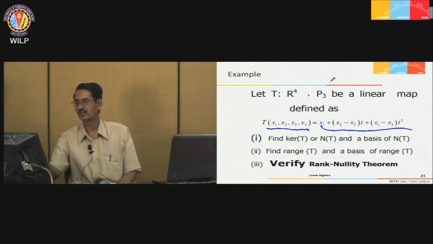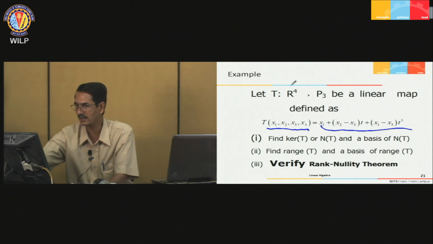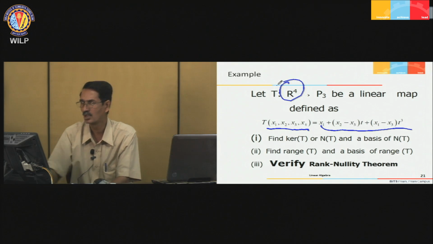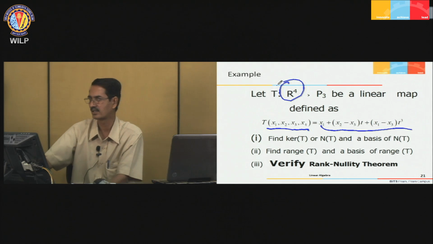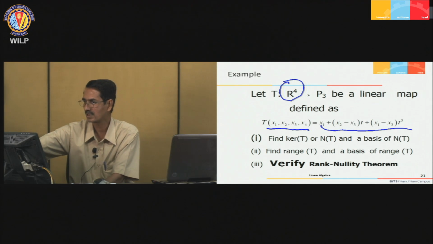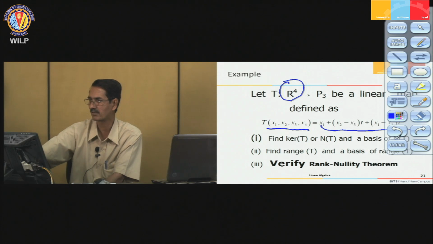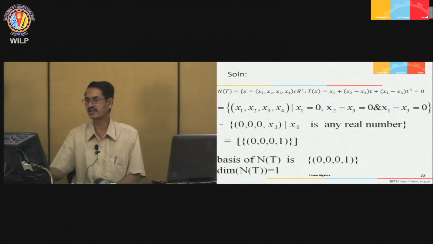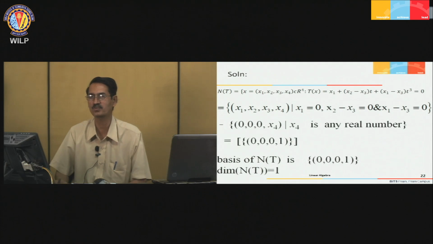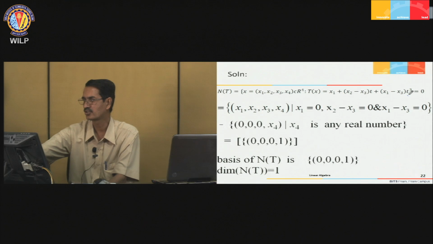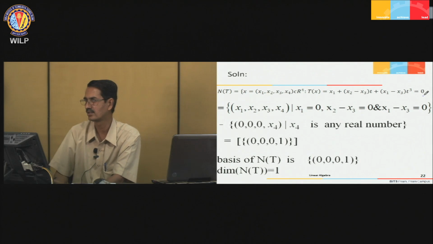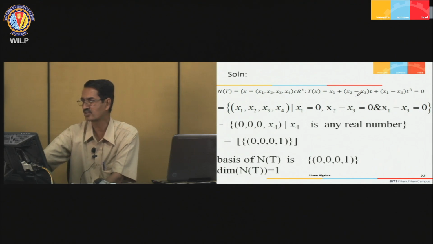So first of all, let us find null space of T or kernel of T. It will be the set of all elements of R4 which are mapped onto the 0 element of P3. 0 element of P3 means 0 polynomial. So we are going to see these 3 questions one by one. This first line is just the definition of null space of T: set of all points of the domain space R4 which are mapped onto the 0 element of P3, that is the 0 polynomial. So T of x is 0.